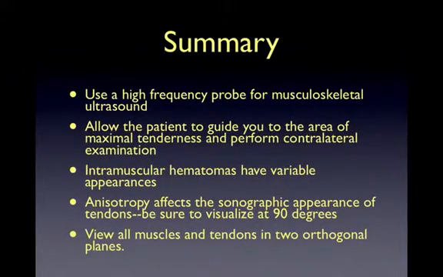So in summary, for musculoskeletal ultrasound, we want to use a high-frequency probe. We want to allow the patient to guide us to the area of maximal tenderness and also perform a contralateral examination. We want to remember that intramuscular hematomas may have variable appearances from hypoechoic to hyperechoic depending on the age. Anisotropy affects the sonographic appearance of tendons, so we want to make sure we visualize all tendons right at 90 degrees and off 90 degrees to determine whether there is pathology. And we want to view all muscles and tendons in two orthogonal planes.